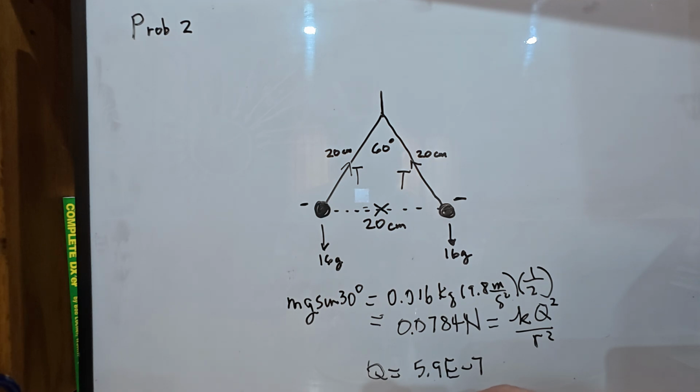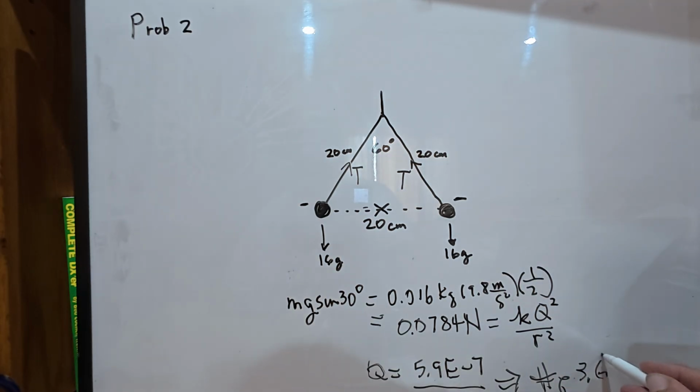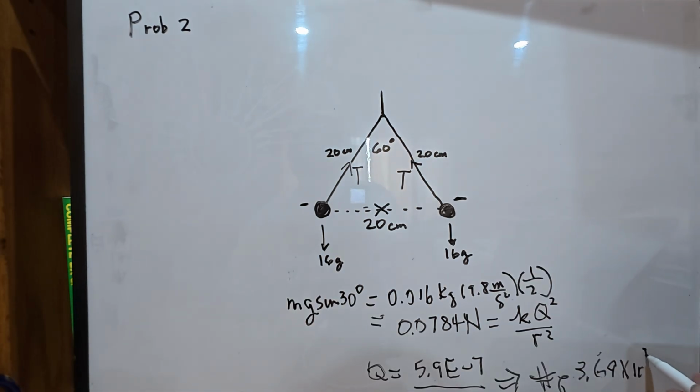And if you want to find out how many electrons that is, you divide it by the charge of an electron, which is 1.6 e to the minus 19, and you get the number of electrons, which is 3.69 times 10 to the 12th, so 3.69 trillion electrons. 3.69 trillion electrons is the answer.